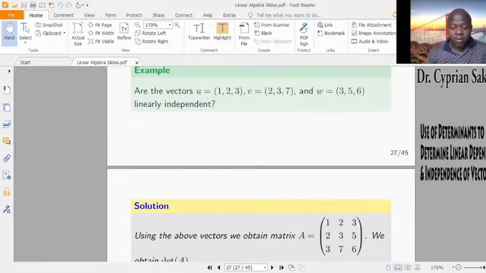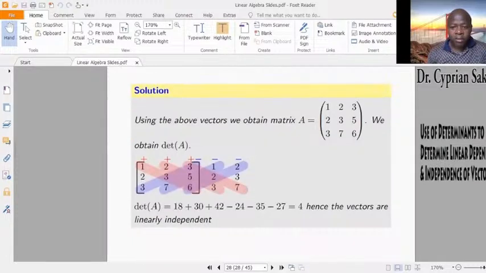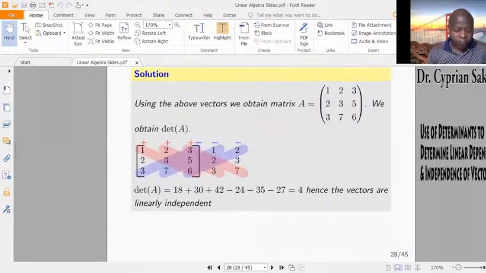There are various ways of obtaining determinant of matrices, but I'll show you the easier one, and my assumption is that you know how to get determinant of matrices. Since these are 3 by 3 matrix, the matrix is here: 1, 2, 3, 2, 3, 7, 3, 5, 6. Then I've taken the first 2 columns and added them here. So I have these diagonals.